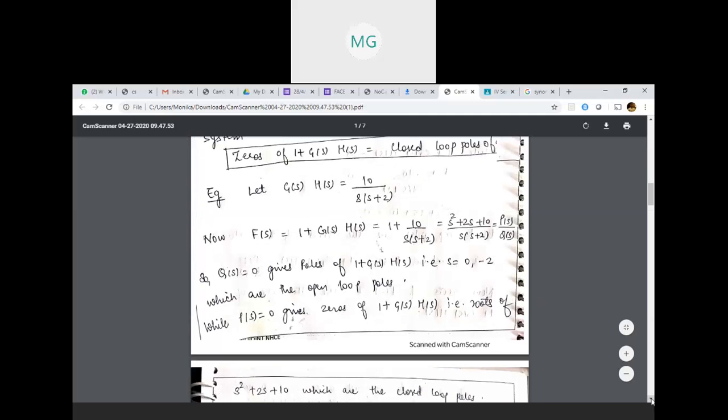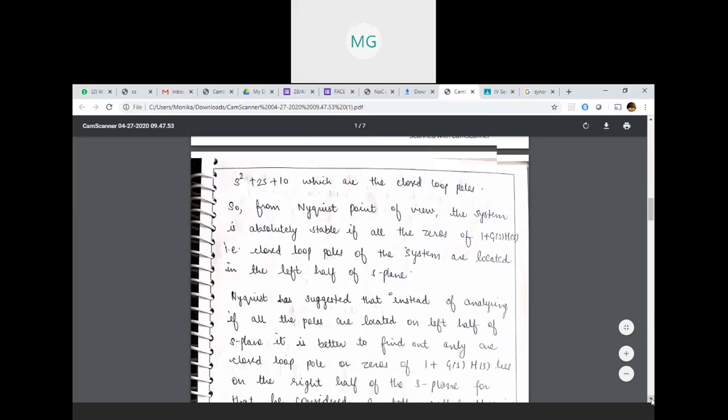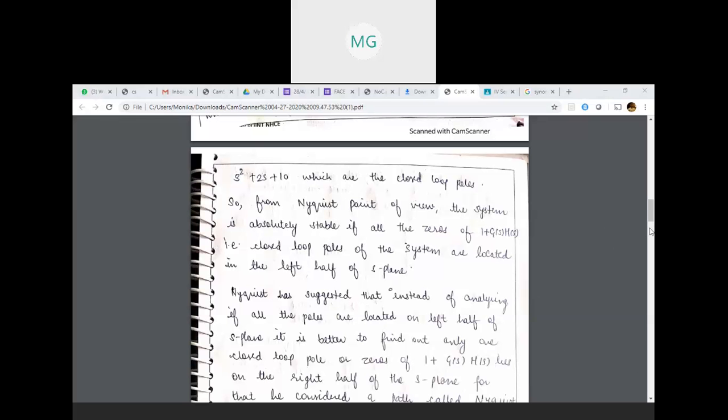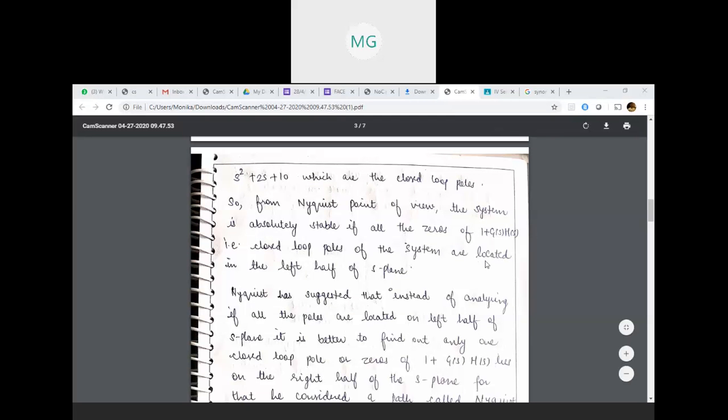So we took one example and understood it clearly. Now, we know that from Nyquist point of view, the system is absolutely stable if all the zeros of 1 plus G into H, that is closed loop poles of the system, are located in the left half of the S-plane. The system is absolutely stable if all the zeros of 1 plus G into H, that is closed loop poles of the system, are located in the left half of S plane.